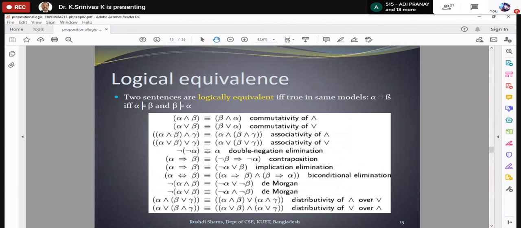Next, distributivity. So it is like opening the parenthesis. Alpha and, in brackets, beta or gamma, so alpha and beta or alpha and gamma distributivity. So we're distributing over and, or.